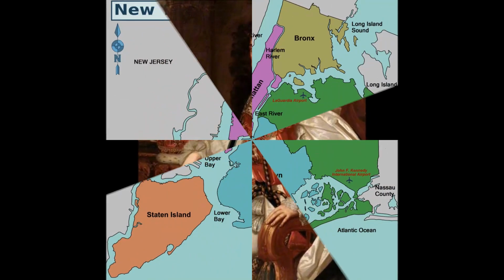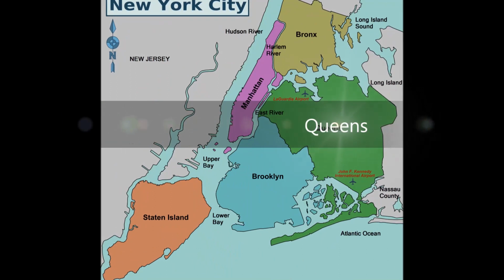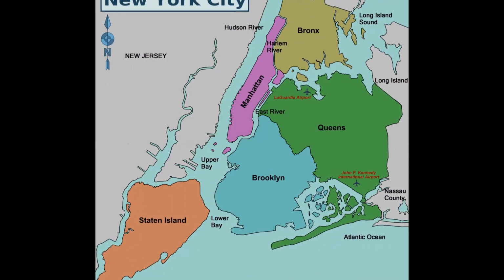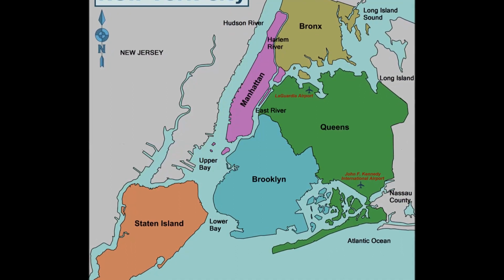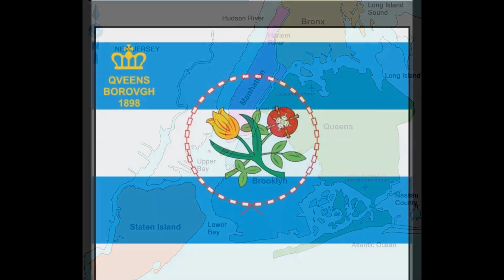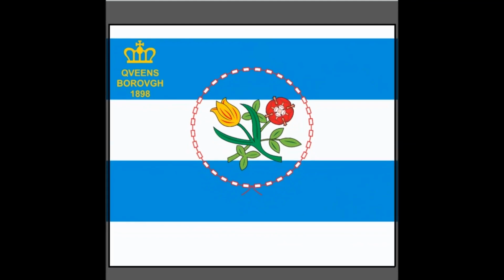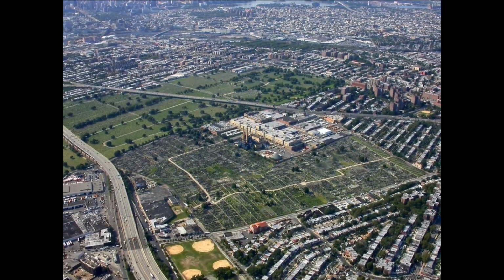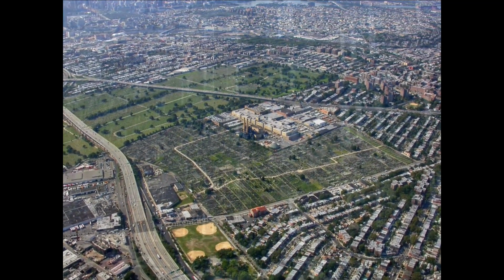Covering 109 square miles at the western end of Long Island, Queens is separated from Brooklyn by Newtown Creek and from the rest of the city by the East River and Long Island Sound. It stretches to the Atlantic Ocean on the south and borders Nassau County on the east. It is overwhelmingly residential and probably the most ethnically diverse community in the world. Queens has 2 million residents and is second in population only to Brooklyn among the 5 boroughs.